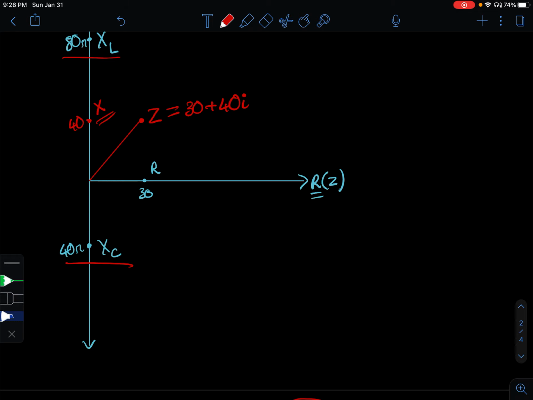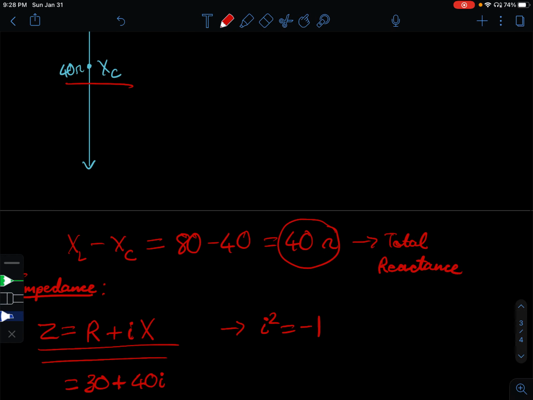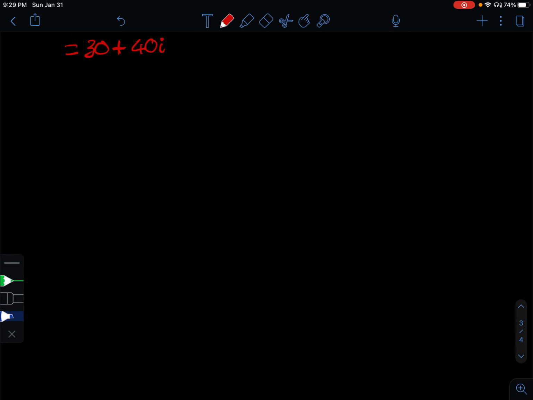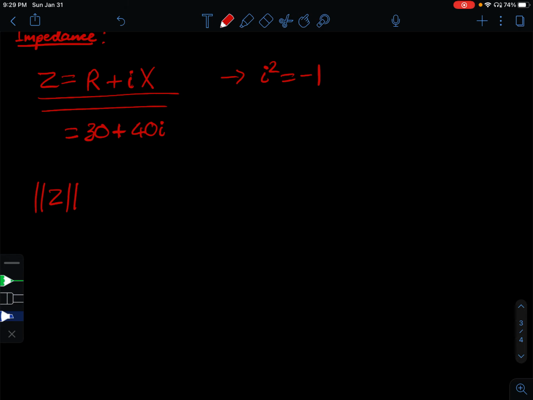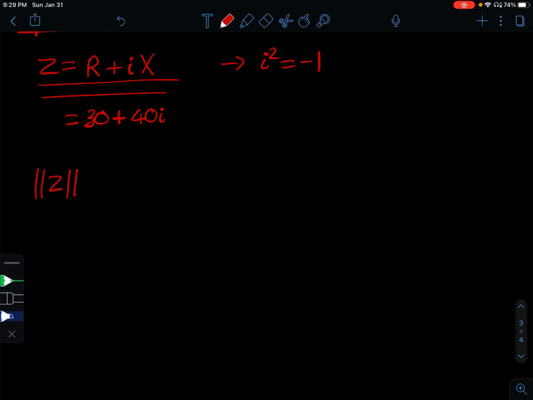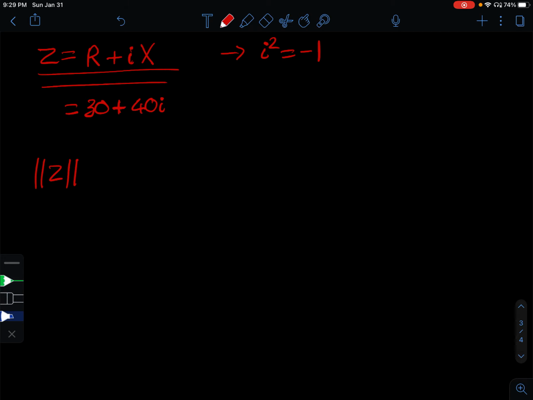Now, this is Z, but to actually make use of anything we do in Z, we have to find the magnitude of Z. So to really make use of the impedance, we've got to find this value, the magnitude of Z. Now, this is where another thing from the previous video comes in. Do you remember the formula for the magnitude of a complex number? That would be the magnitude of Z is equal to the square root of A squared plus B squared.